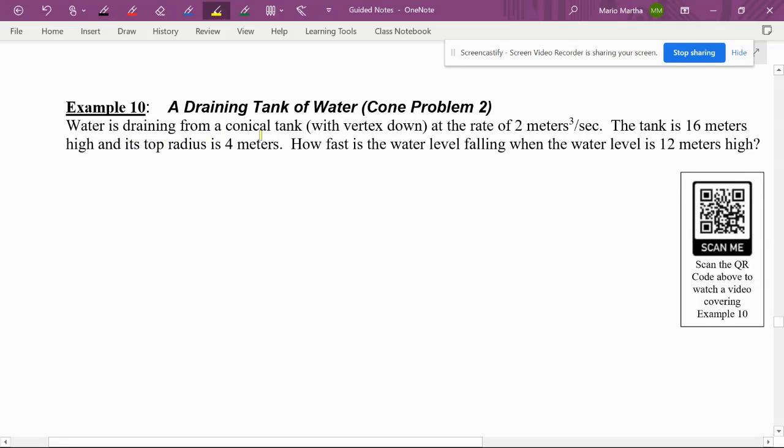All right, so the given information. The vertex is down, and the volume is decreasing at a rate of 2 cubic meters per second. And then they have specific measurements for the cone. How fast is the water level falling when it's 12 meters high? So let's draw our picture.